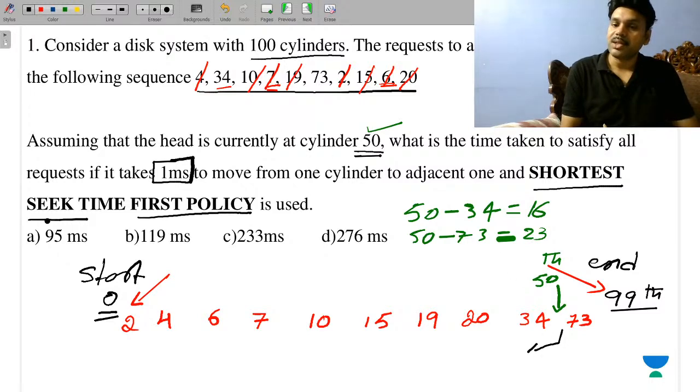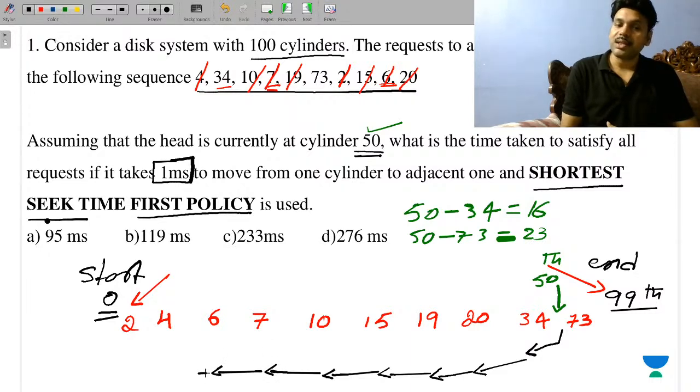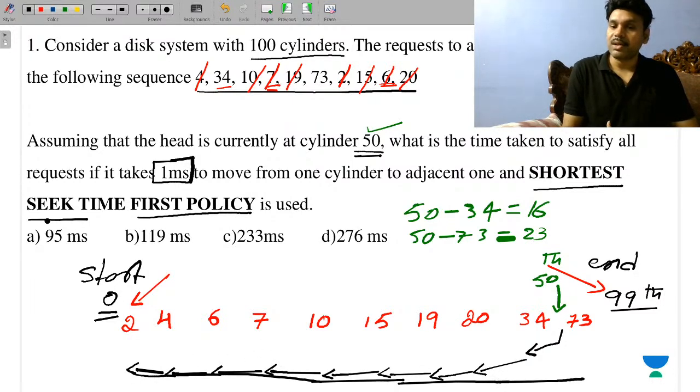So from here it touches 34, and now the head is at 34. It can go into the right side, it can also go into the left side, but the right side is taking much more time. So from 34 immediately I can satisfy this. So 14 is the difference. If I satisfy there and here, it is taking a larger time. Now from 20 we satisfy, then 15 we satisfy, then 10 we satisfy, then 7 we satisfy, and 6 we satisfy, 4 we satisfy, then 2 we satisfy. And after that the other request is also there, that is 73.